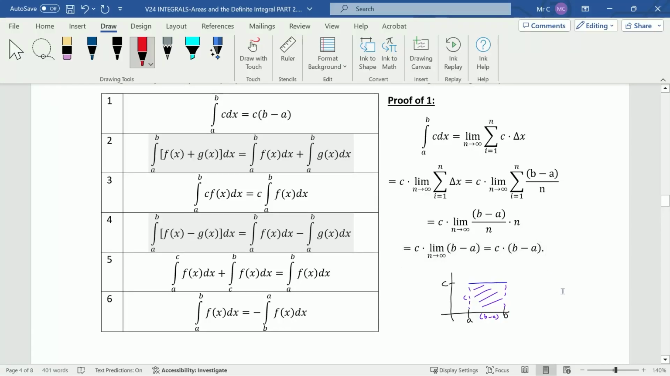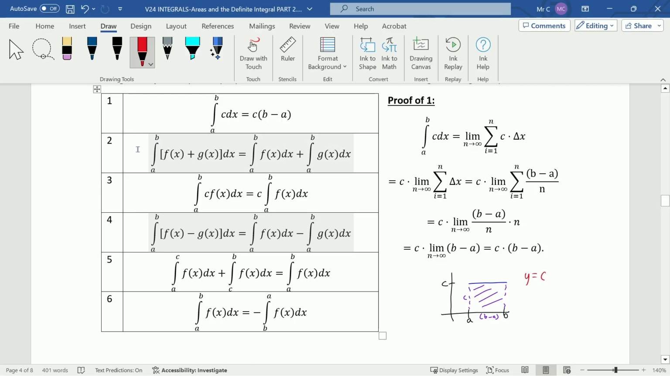Of course, this is really easy to see in a picture, because if you look at the function y equals the constant c, you just get a horizontal line from a to b, and so the integral is the area, which is (b minus a) times c. The same thing.